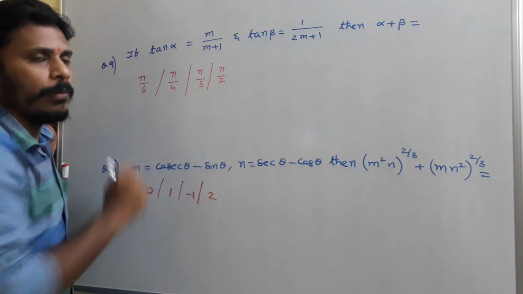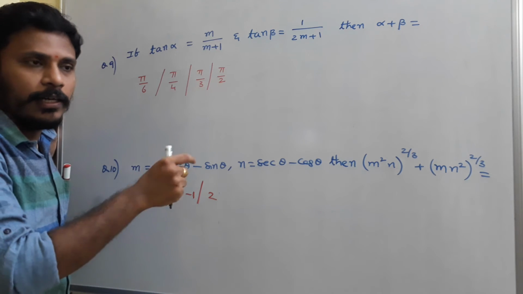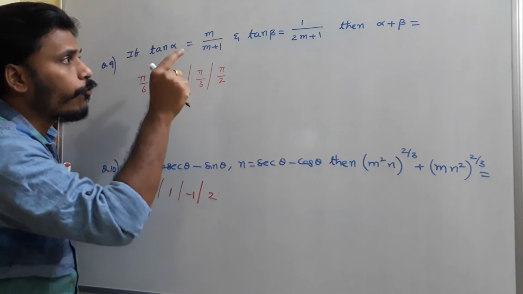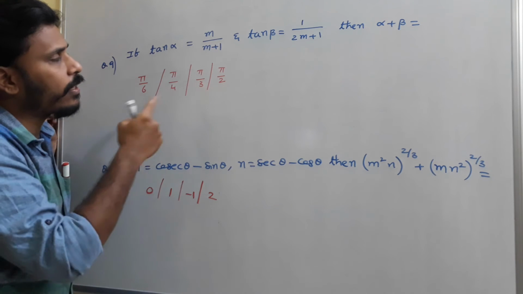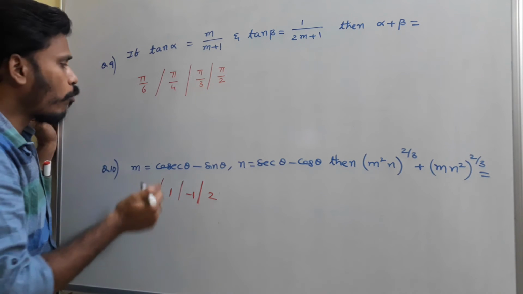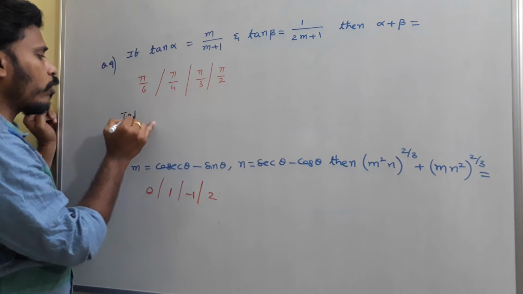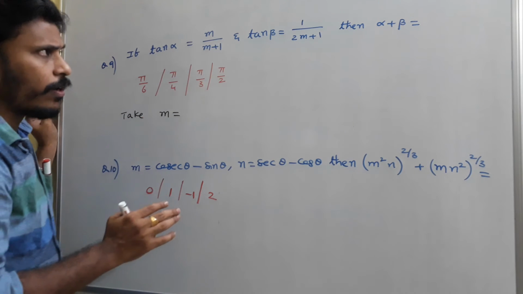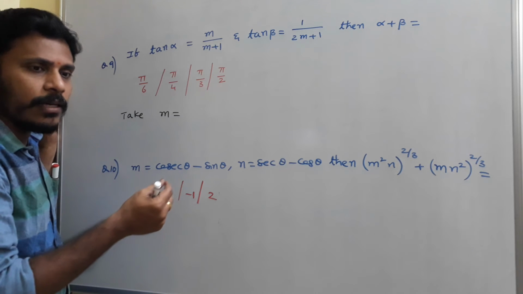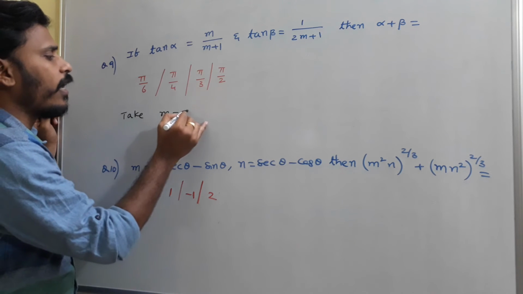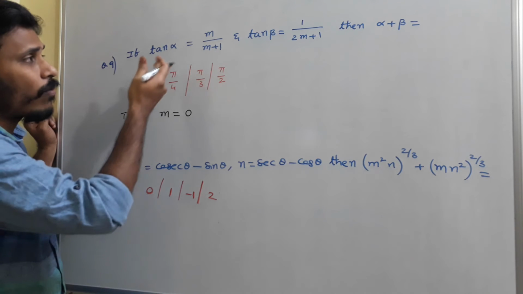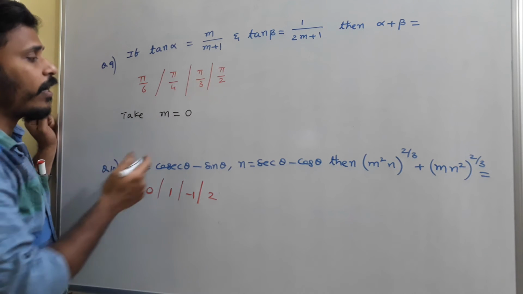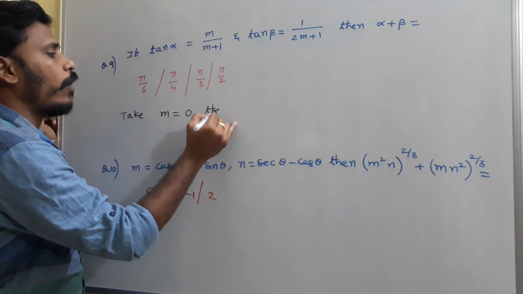From there you need to get beta. But it is a bit different process. Whereas if you fix m value first, then easily you will get alpha and beta. So my idea is take m equals some value. See which value I need to take. For our convenience, you need to take a very comfortable value. If I take m equals 0, then it is somewhat comfortable with the problem. If I take m equals 0, then what will happen?